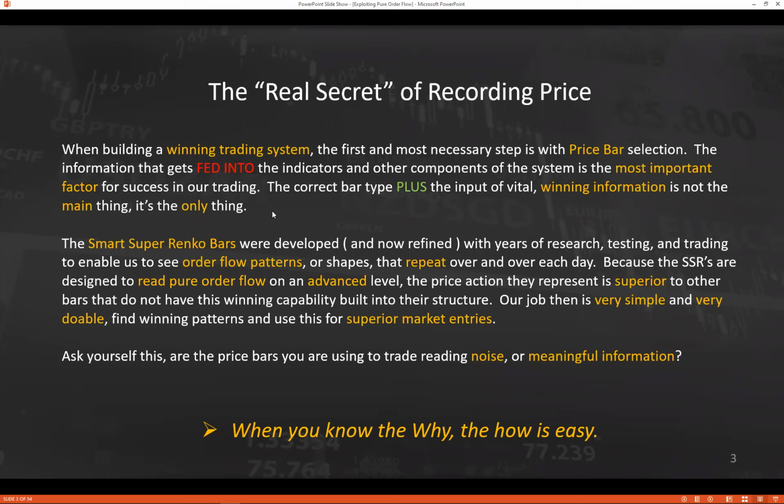Most price bars simply print on a time regardless of price action and order flow, or are structured just on chart points with no other indications. That's what most people use, and Rob knew early on that was limited and wouldn't work very well. So he developed Smart Rincos, and now the Super Smart Rincos.